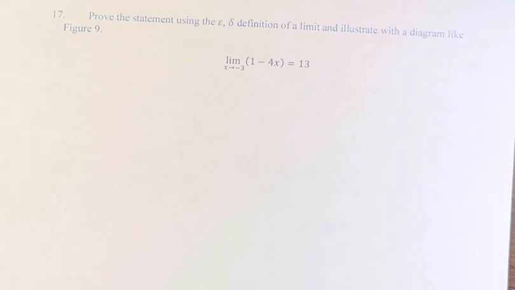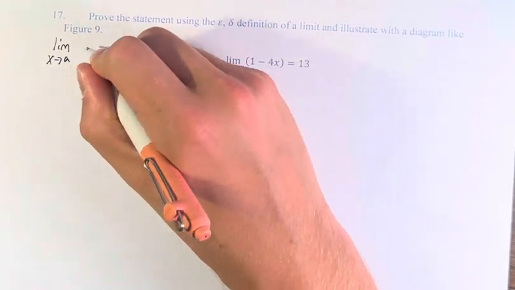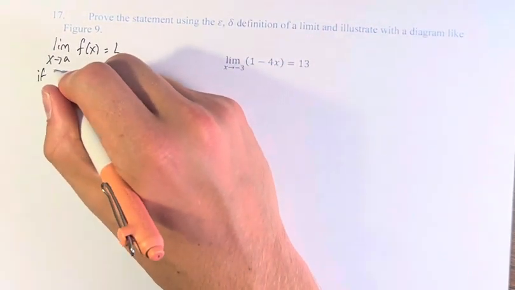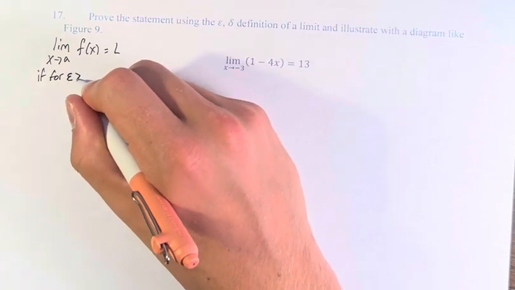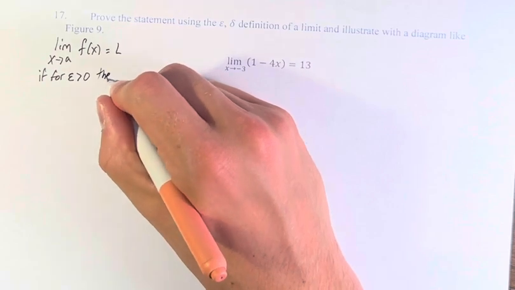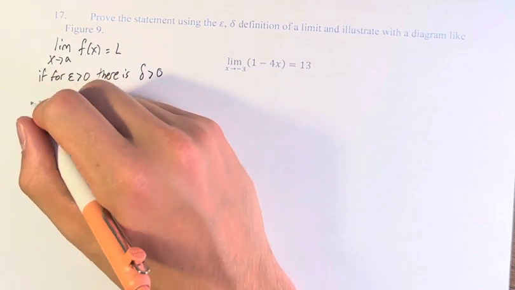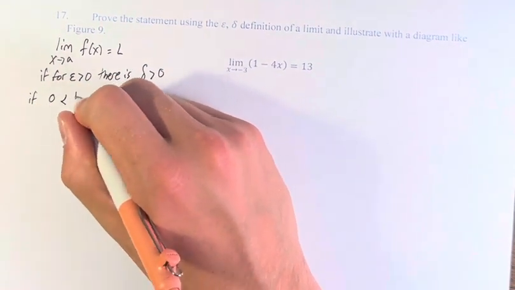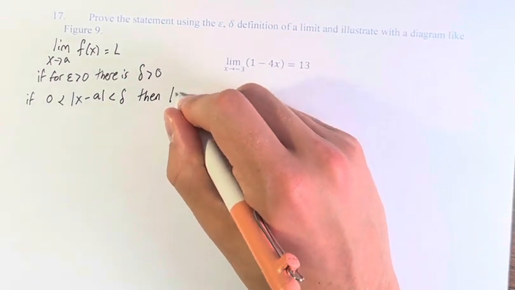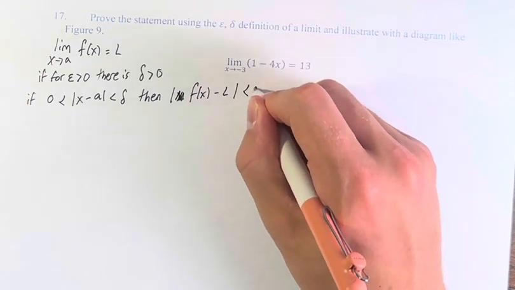So the formal definition of a limit states that the limit as x approaches a of a function f of x is equal to L if for every epsilon greater than 0, any number greater than 0, there is a corresponding delta greater than 0, such that if 0 is less than the absolute value of x minus a is less than delta, then the absolute value of f of x minus L is less than epsilon.